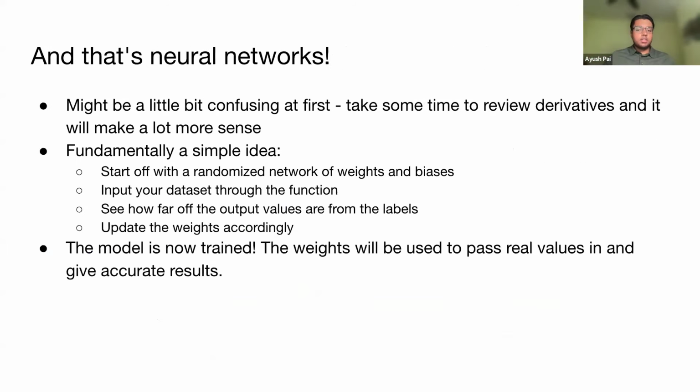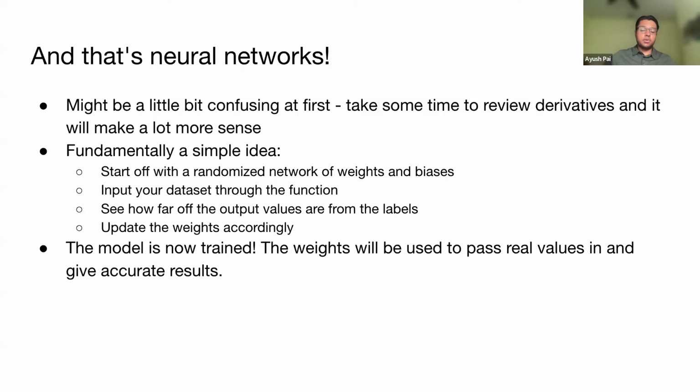They might seem a little bit confusing at first if you've never seen this kind of architecture before. But with some time and a review of derivatives and looking at it once or twice again, watching this recording, it'll make a lot more sense, right? And fundamentally, the idea is simple, right? You start off with this randomized network of weights and biases. You input your data set through the network. You measure how far off the output values are from the labels using a loss function, and then you update the weights accordingly using backpropagation and optimization techniques.